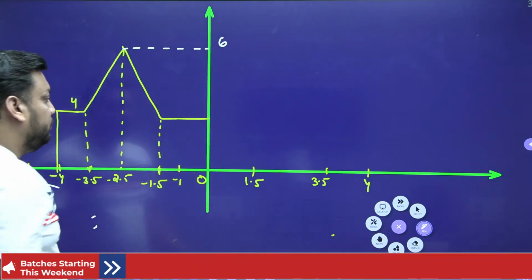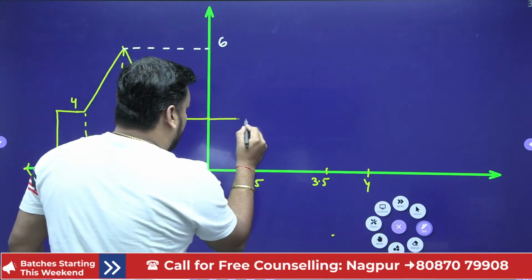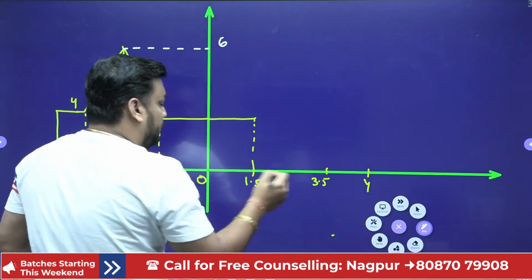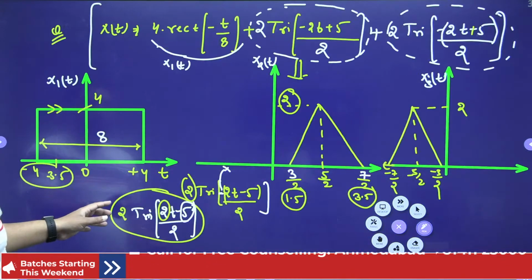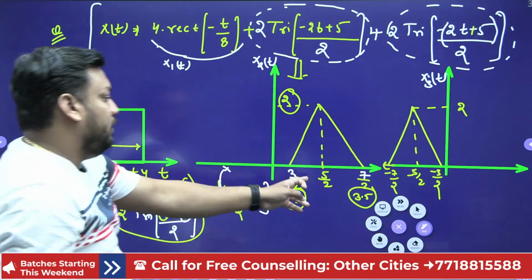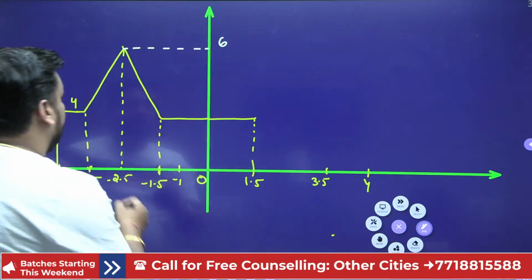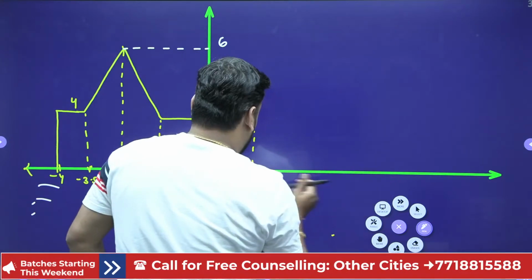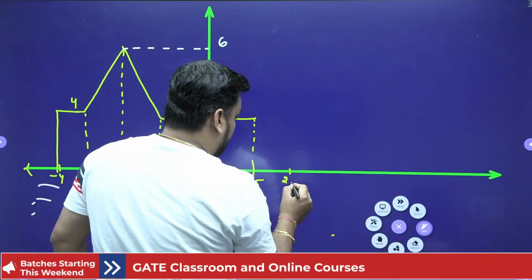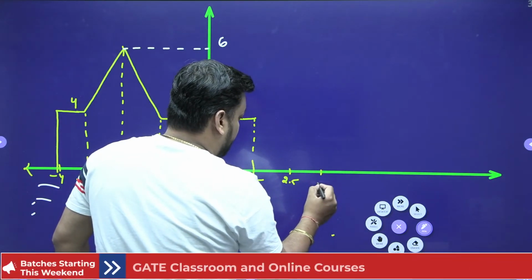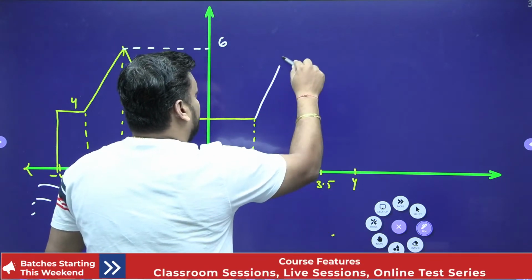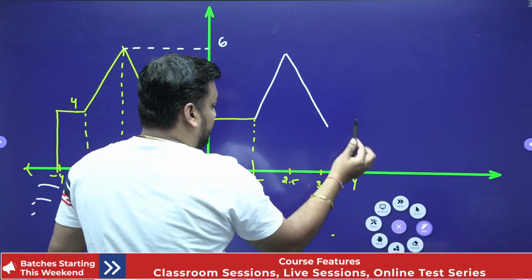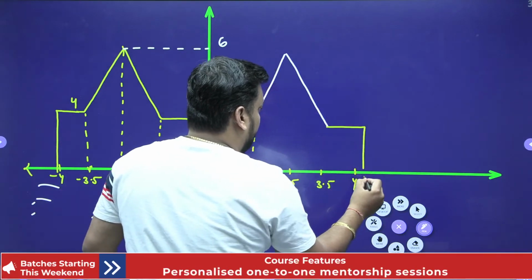Getting or not? Similarly, what is going to happen from 1.5 to 3.5? Here it is. Again a triangular nature here. So I should write 1.5 here, 2.5 here, and here is 3.5, and here is 4. So you will get a similar type of diagram like this.